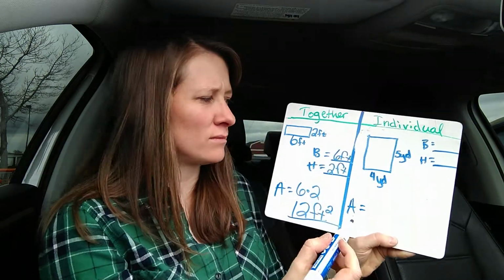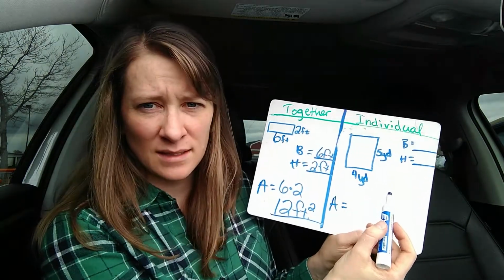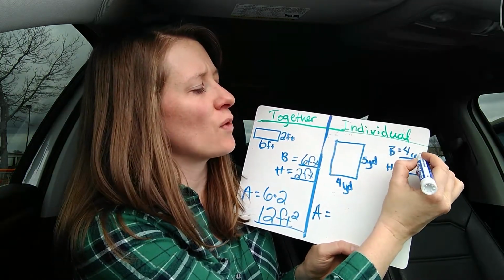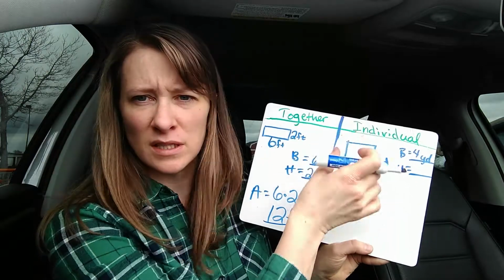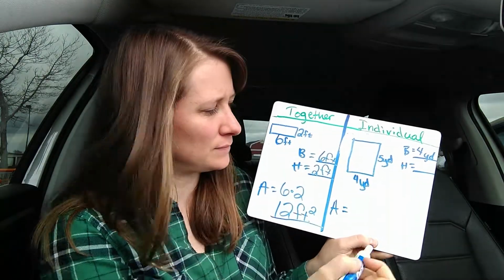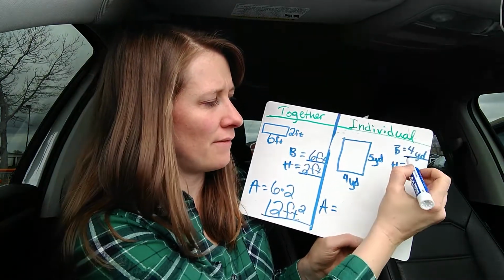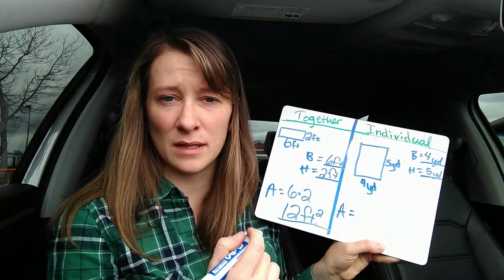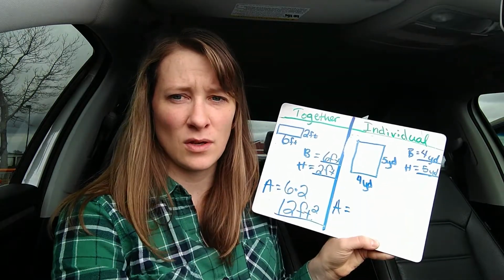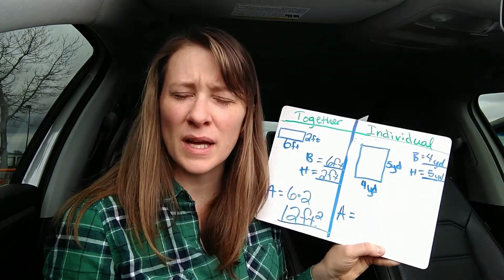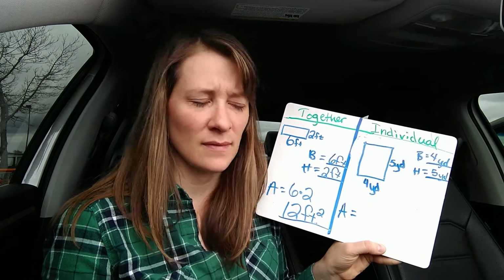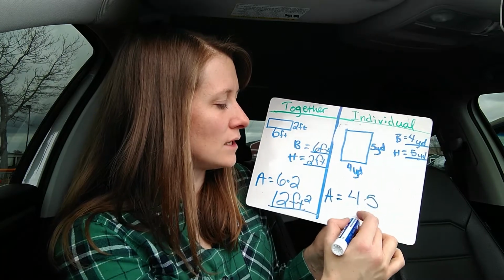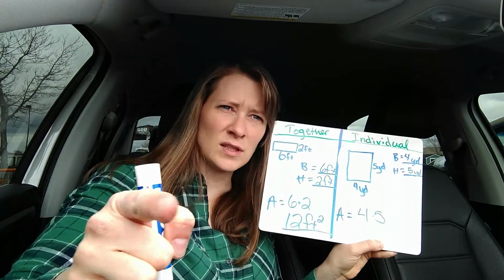All right, so what is your base? 4. Just because of the way this is turned, it's still a rectangle. And our height? 5. So we've got our area formula, which is base times height. So what two numbers am I multiplying together? Nice. 5 and 4, or 4 times 5. So 4 times 5 is 20.